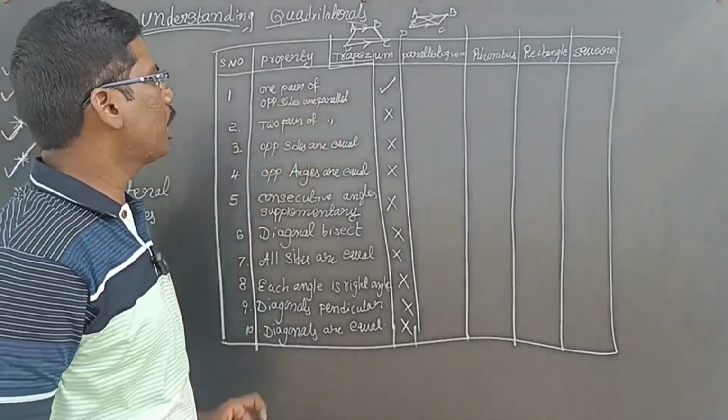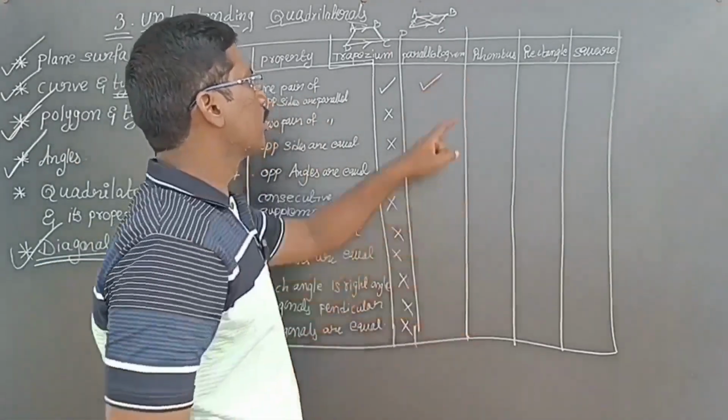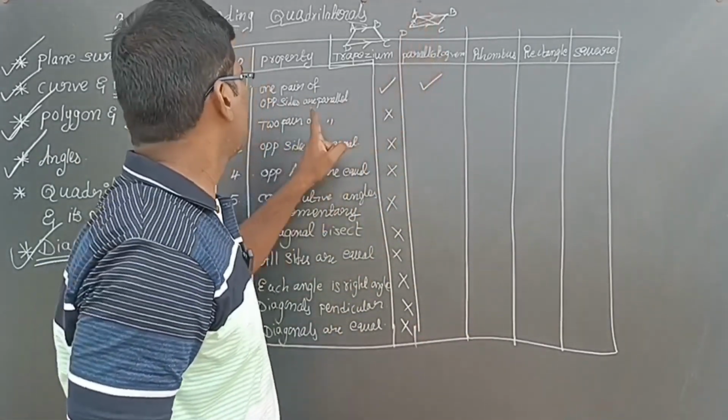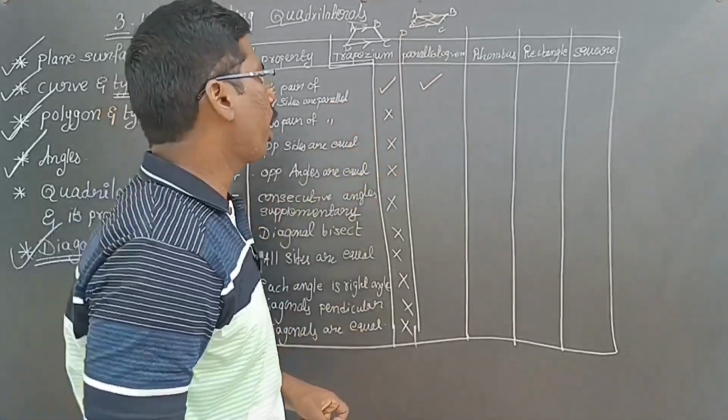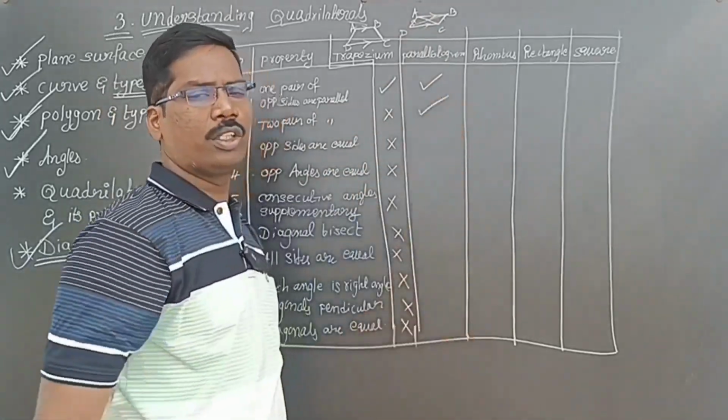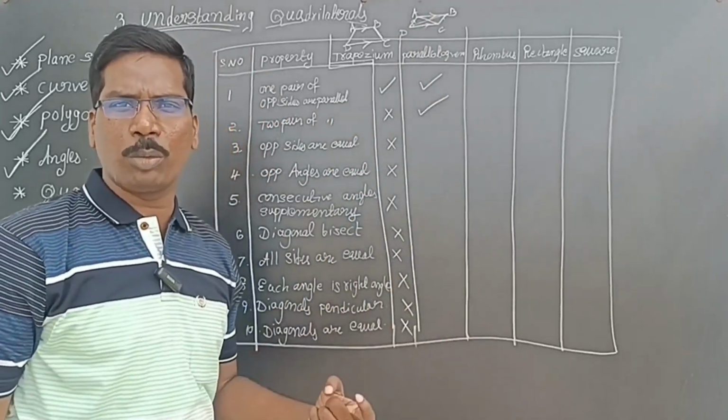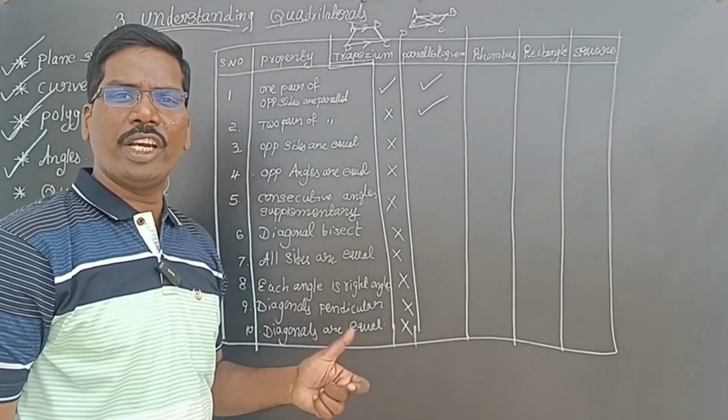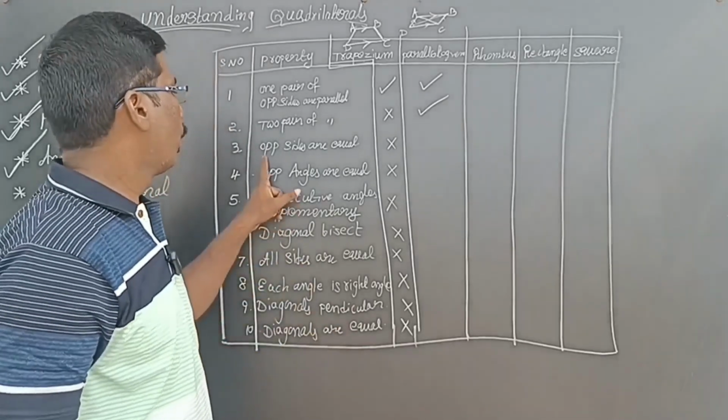One pair of opposite sides are parallel. Yes, one side parallel only. Two pair of opposite sides are parallel. Yes, this is also correct. If you take one pair of opposite sides, those are parallel. If you take two, those are also parallel.